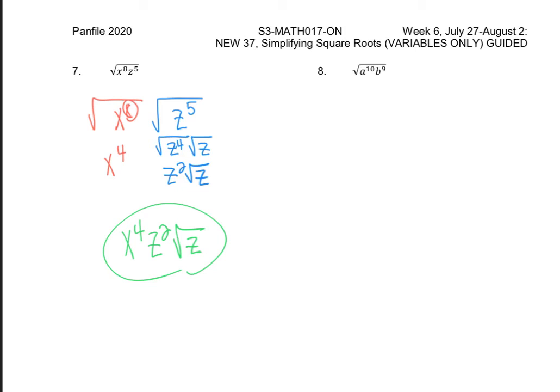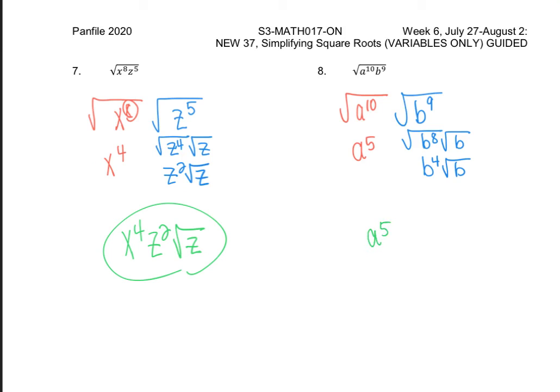Number 8, again, I know that I'm leaving somebody out, or somebody in, I should say. I'm going to leave somebody behind because I have that b to the 9th, which is an odd number. So I have a to the 10th, b to the 9th. A to the 10th is going to turn into a to the 5th because 10 people make 5 couples. B to the 9th, I'm going to write as b to the 8th, root b. If I have 8 people, which is b to the 8th, then I know I'm coming out as 4 couples, and I'm leaving my lookout behind. So putting that all together, I have a to the 5th, b to the 4th, root b.